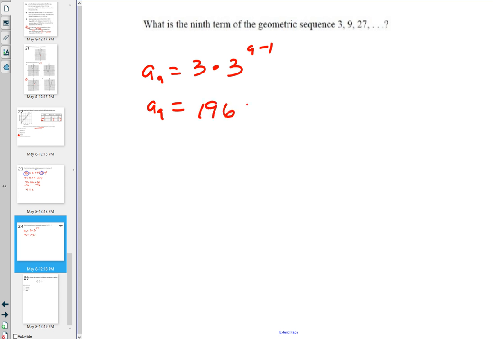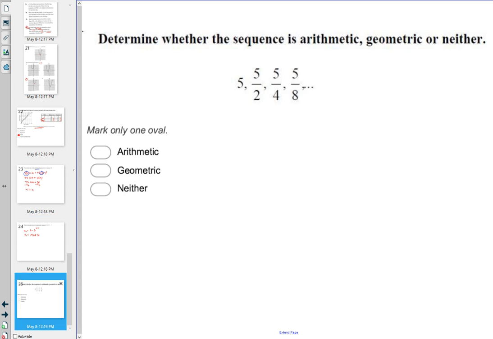19,683, okay? And then the last one, before you go, determine whether this is arithmetic, geometric, or neither. It's definitely not arithmetic, because we're not adding by the same thing. But look, how do we get from 5 to 5 over 2? Divided by 2. How do we get from 5 over 2 to 5 over 4? Divided by 2. Look at how the denominator is being multiplied by 2, because you're multiplying each time by 1/2. So what is it? Arithmetic, geometric, or neither? Geometric.